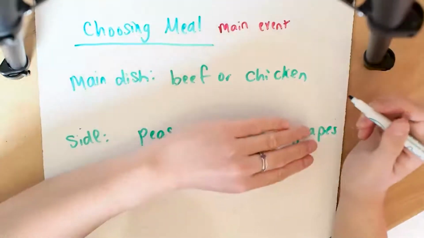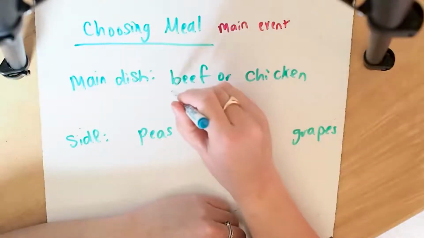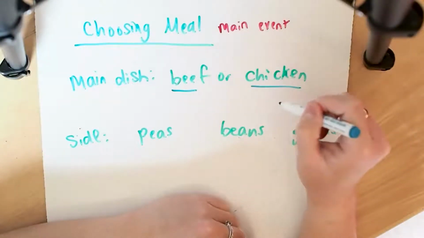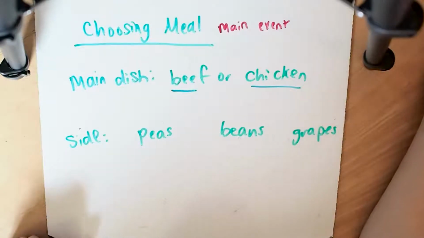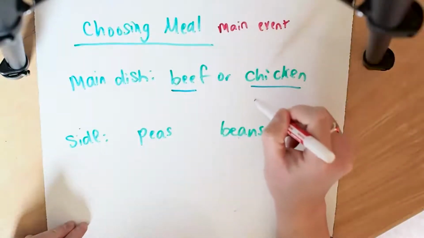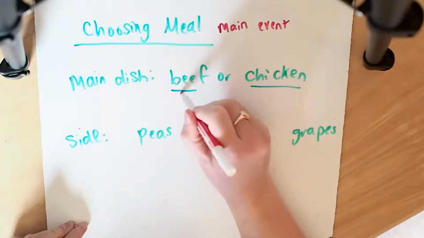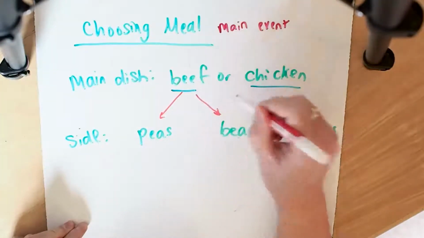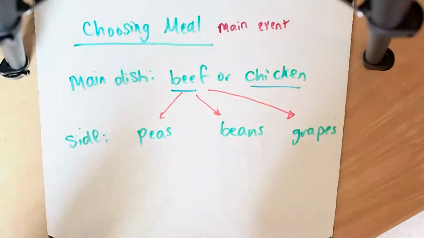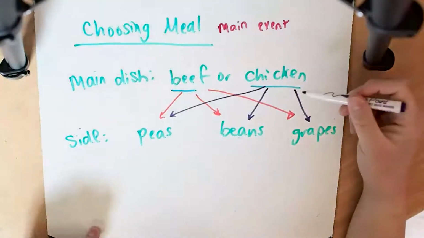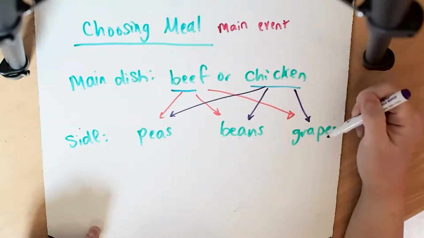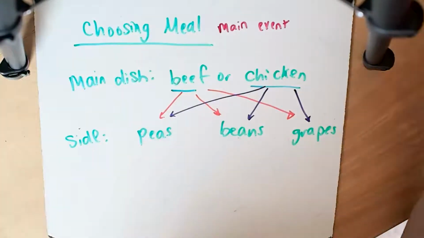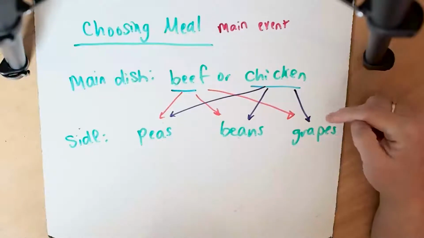So let's say that we didn't have the side dish. Let's say we only had a main dish. That would mean we have two main outcomes, beef or chicken. However, now we have a sub-event of choosing a side. And that means you're going to have multiple combinations of outcomes, because you choose the main dish first and then you have another option. So you could say, I want beef and peas, or beef and beans, or beef and grapes, which is a really strange combination, but you could. Or you could choose chicken as your main dish, and now you could have chicken and peas, chicken and beans, or chicken and grapes. So the amount of outcomes actually goes from 2 to 6, because there are now 6 different combinations.